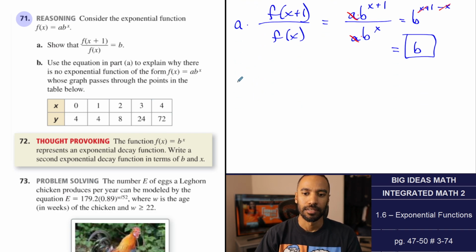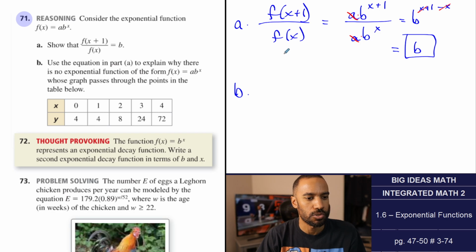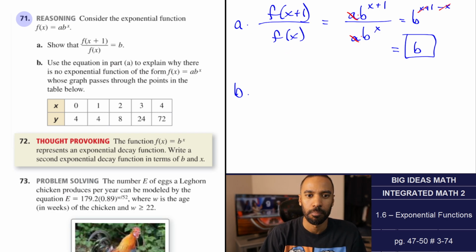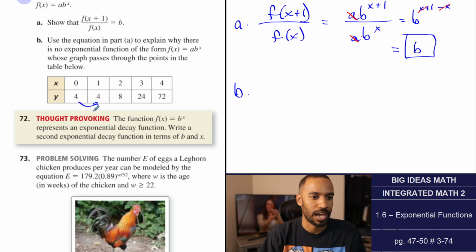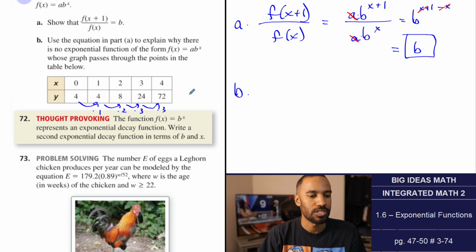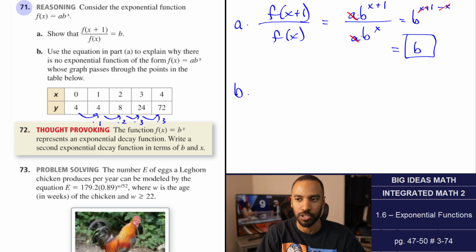Part B, use the equation in part A to explain why there is no exponential of the form y equals ab to the x whose graph passes through the points in the table below. Well, the first thing I'll tell you is because there was no change from 0 to 1 here, and then suddenly it does change. In fact, it looks like this changes times 1, then times 2, then times 3, then times 4. Oh, no, that's times 3 again. Then times 3. Let's see what they want us to say. Use the equation in part A to explain why there is no function of the form there.